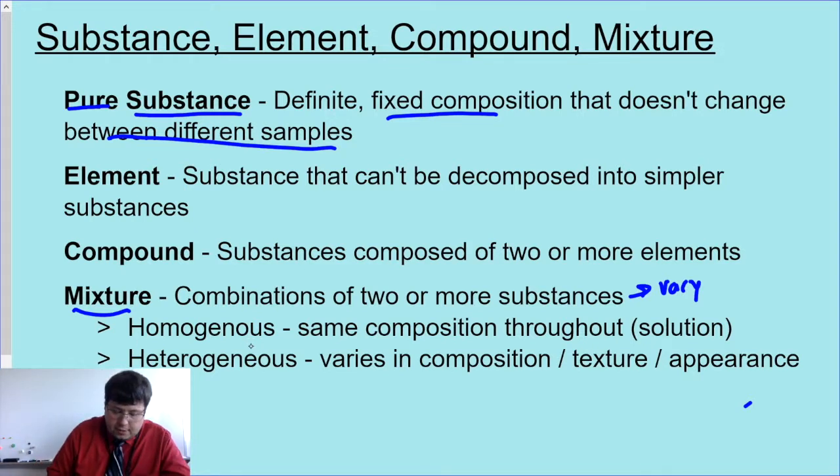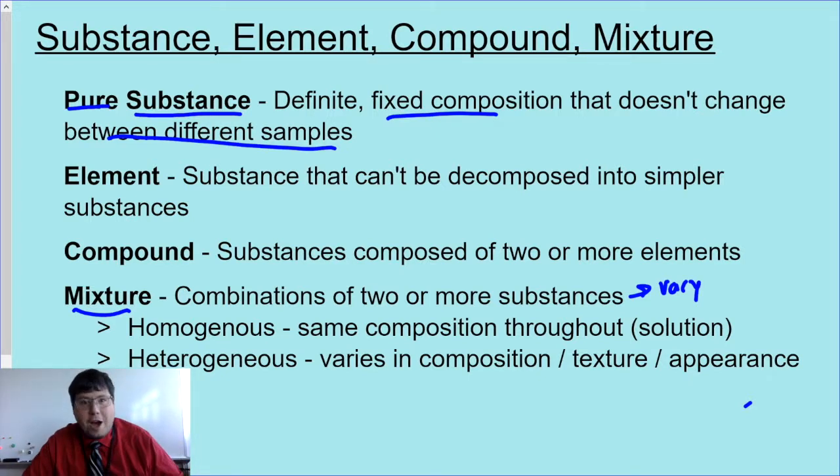A mixture is homogeneous if it has the same composition throughout. We call that a solution. So that's sulfuric acid. It doesn't matter what part of the sulfuric acid I use. That sulfuric acid was the same throughout. The air in this room is another good example of a homogeneous mixture. It doesn't matter where I am in the room. The air that I'm breathing all has the same combination of elements and compounds in it.